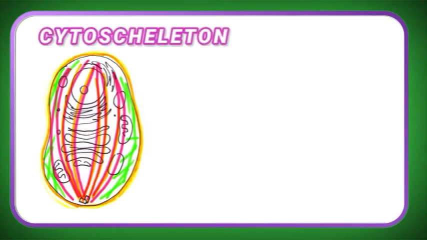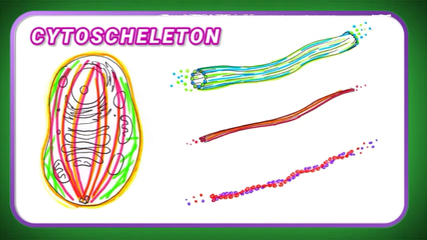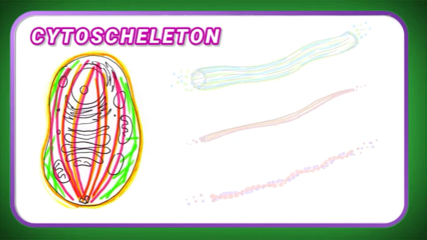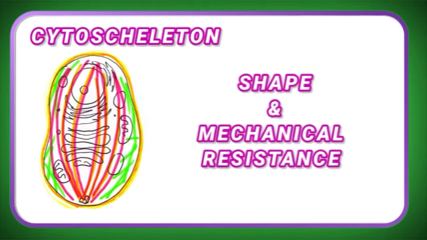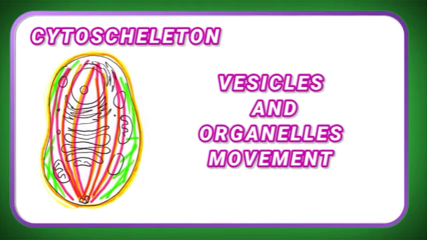The cytoskeleton is a dynamic network of protein filaments. We can distinguish three different components: microtubules made of tubulin, intermediate filaments, and microfilaments made up of actin. Their functions are to give the cell its shape and mechanical resistance. They also organize the movement of vesicles and organelles within the cell.